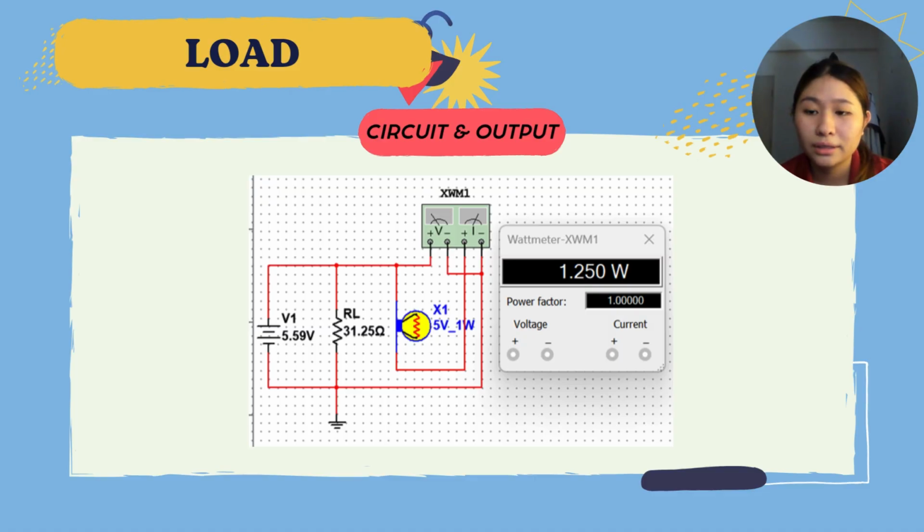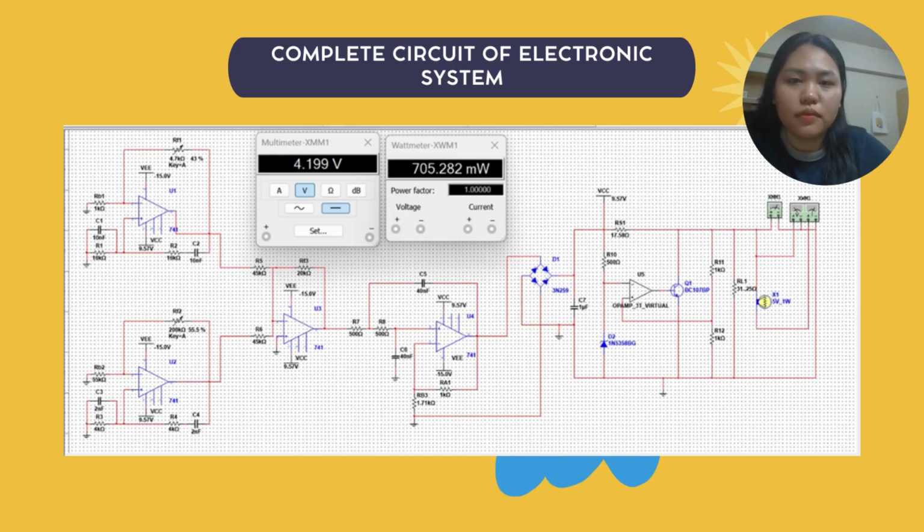And the meter used in this load circuit is to measure the power consumption of the load. The wattmeter confirmed that the power consumption is 1.25 watt, indicating that the load is working properly, but with a slight increase in power consumption due to the higher output voltage.